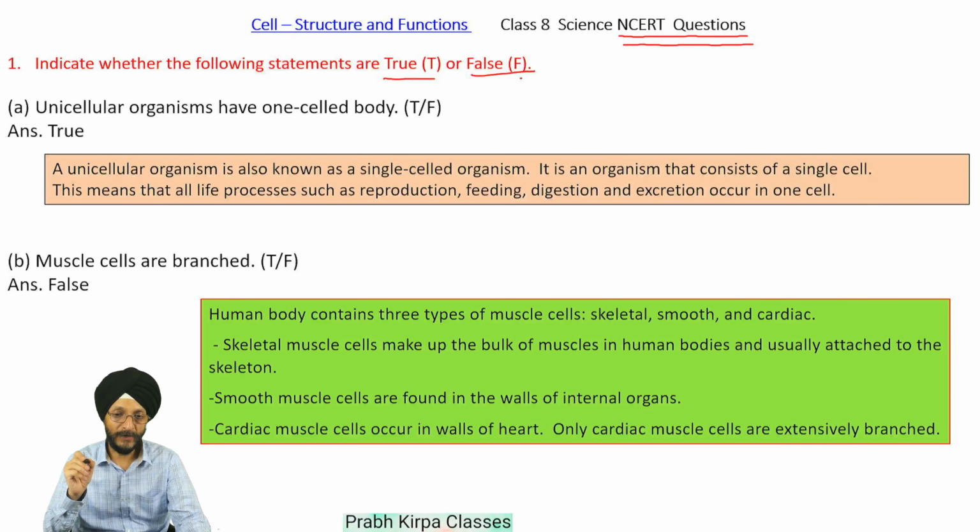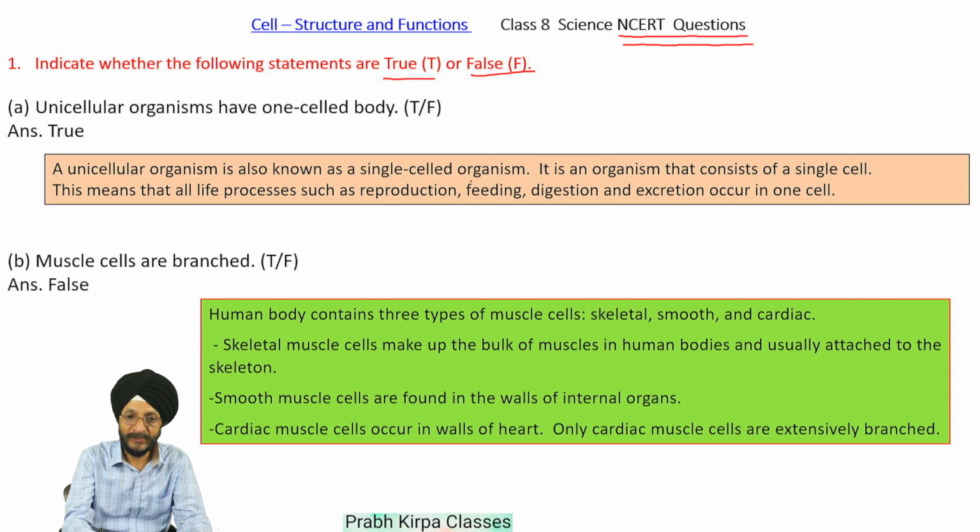The reason should be your main focus, so that the statement always remains fresh in your mind and you need not cram it. The answer will remain always cherished in your mind. So the first statement is: unicellular organisms have one celled body. As you know, uni means one, cellular means cell. So the answer is true. Again, the reason is given.